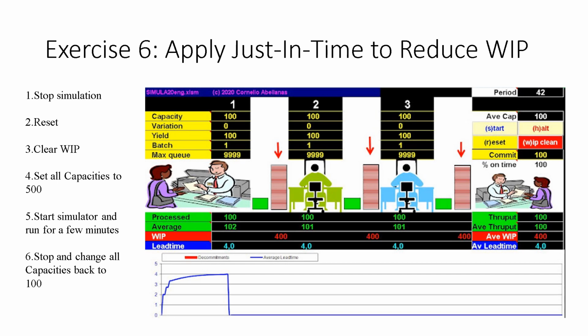To do this, we will first fill the line with inventory. We stop simulation, reset to set all process parameters to their default values, set all capacities to 500, start the simulator and run for a few minutes. Then stop and set back all capacities to 100.